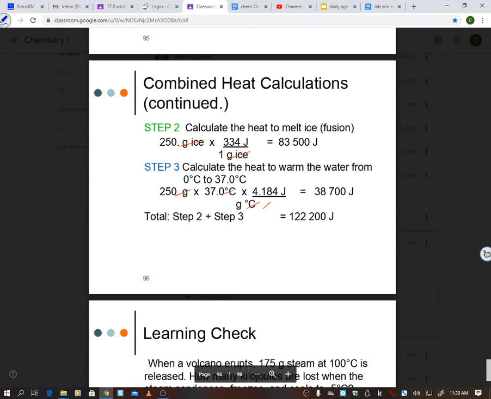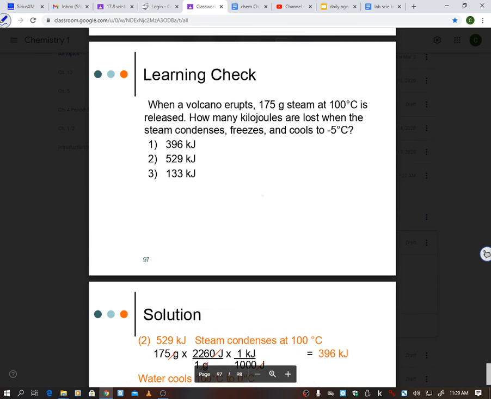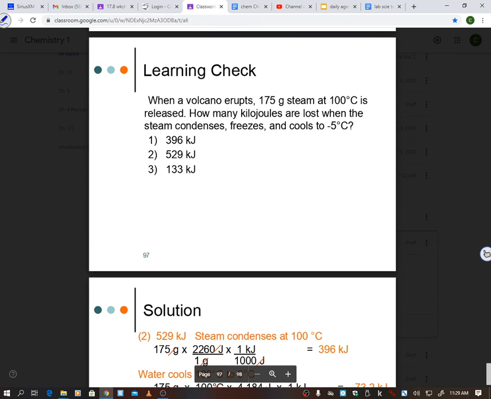So they're doing what I just did, 122,200 joules. So let's look at this learning check. When a volcano erupts, 175 grams of steam at 100 degrees Celsius is released. So I'm going to do a plateau. There's my 100. How many kilojoules are lost when the steam condenses, freezes, and cools to -5? So I'm at 100. I go down to 0 and then go down to -5. So I've got 4 steps involved here. I've got 2 plateaus, and I've got 2 diagonals.